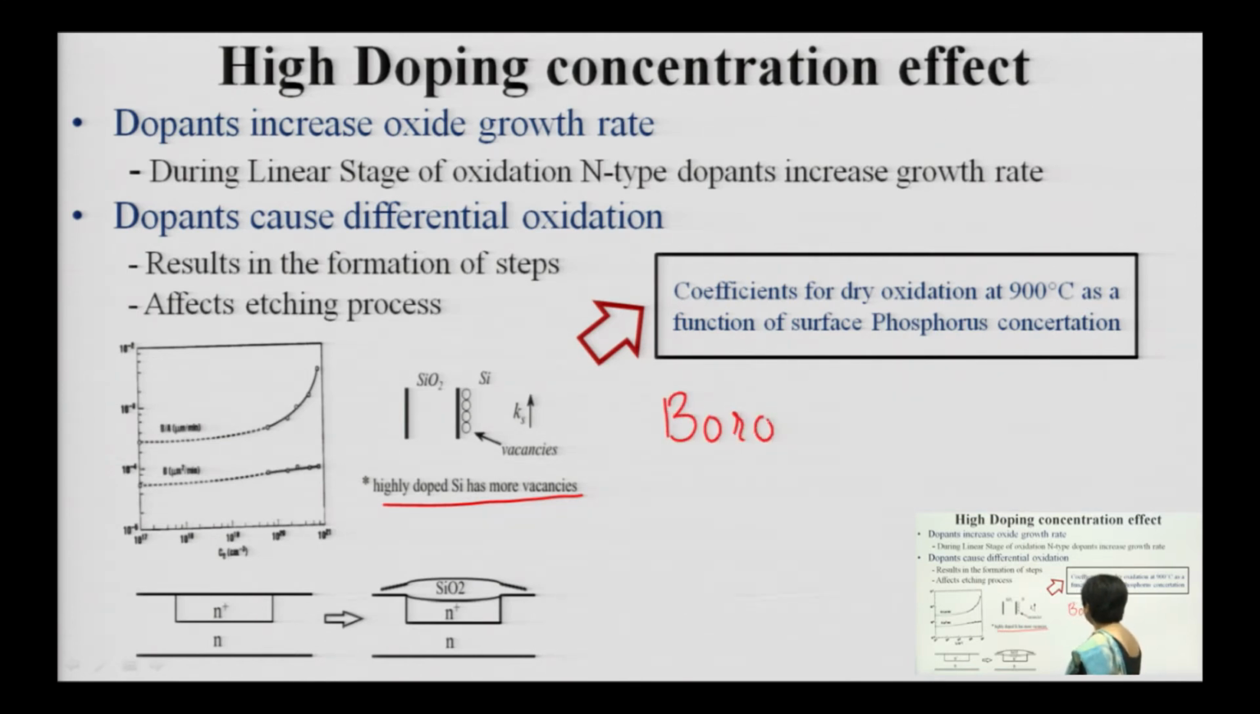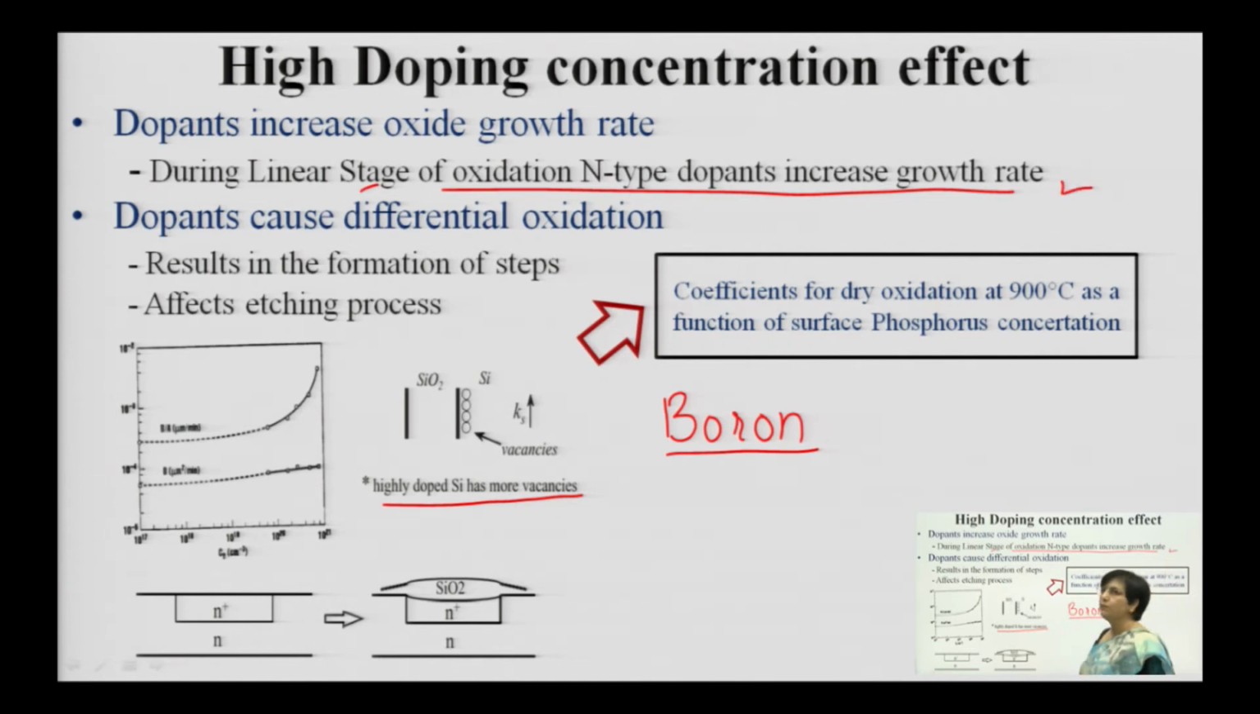Now, what happens in the case of boron? When I have a boron impurity, it reacts with silicon and borosilicate is formed. This borosilicate is a very active agent, and it will directly react with the oxidizing species and get oxidized very fast, which results in an increase in the oxidation rate. So, during the linear stage of oxidation, N type dopants increase the growth rate. This is the justification.